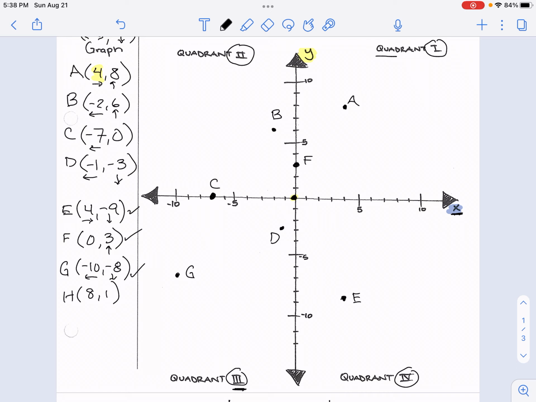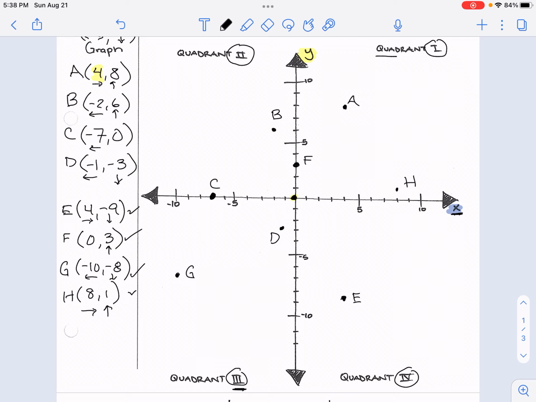All right. And last one, 8, 1. So 8 is positive, we'll go right. 1 is also positive, we're going to go up. So we're going to go 8 to the right, and then 1 up. It should be right here in quadrant 1. And that is H.